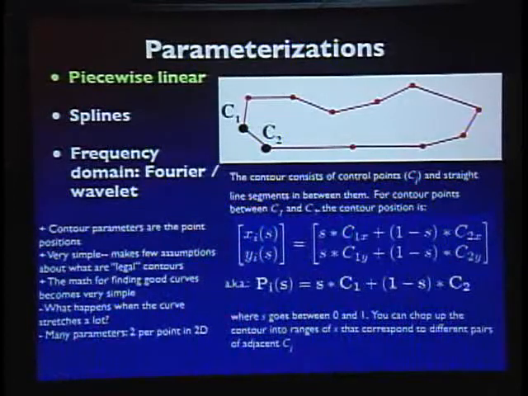So there are a lot of parameters, by the way. There are basically two per point in 2D, for each x and y position of the points. And figuring out one particular spot, if you wanted to iterate through the entire contour, you have to think about these S parameters for each possible pairing of adjacent control points.